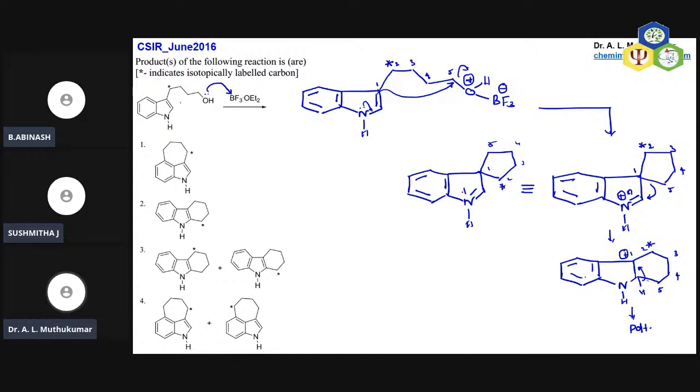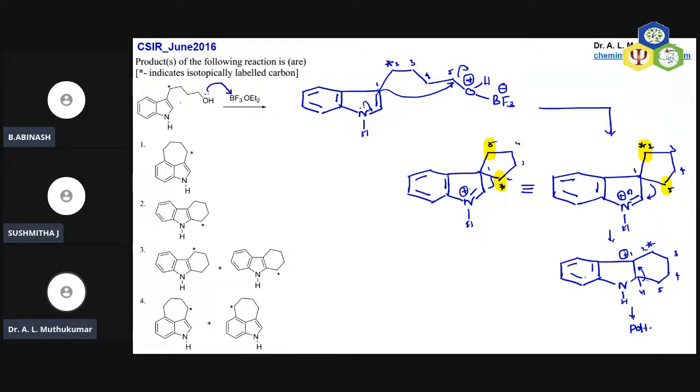Okay. Now you can check the second case. There is another possibility because these two are symmetrical in nature. So you have another possibility. When C5 is reacting here, there is a possibility of this isotopic labeled carbon migrating also. So in the first step, the simple non-isotopic carbon has migrated. In the second step, the isotopic labeled carbon will undergo migration.